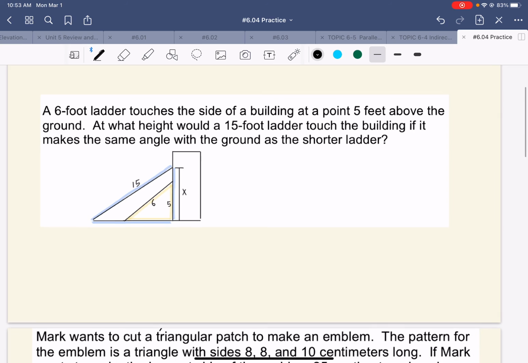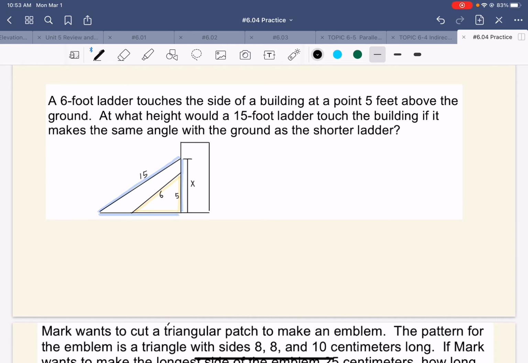Okay, so a 6-foot ladder touches the side of a building at a point 5 feet above the ground. We can still break this question down into 2 separate triangles if we would like. So if we have a 6-foot ladder, that 6 foot is going to go diagonally. And then obviously we have a triangle because indirect measurement involves triangles. And it goes 5 feet up the wall, the building.